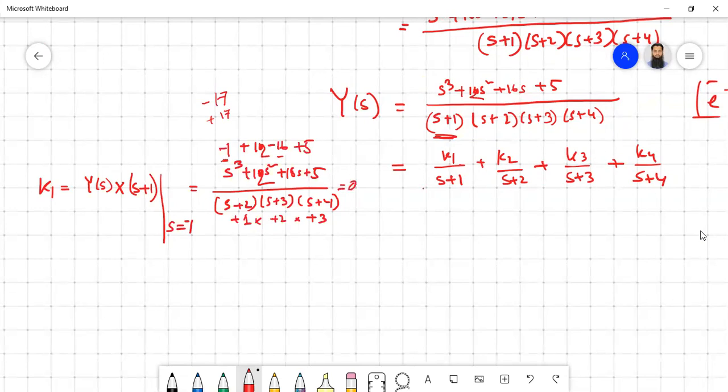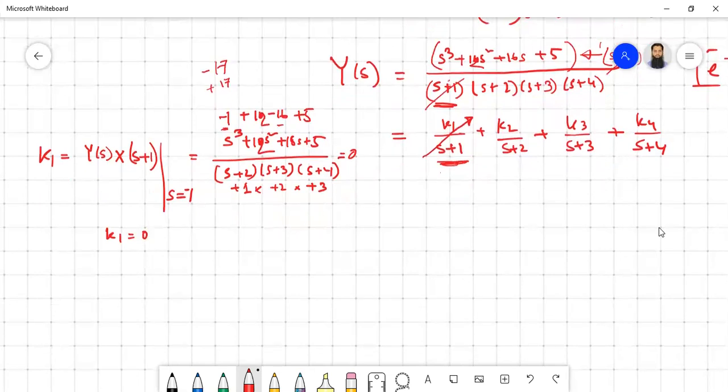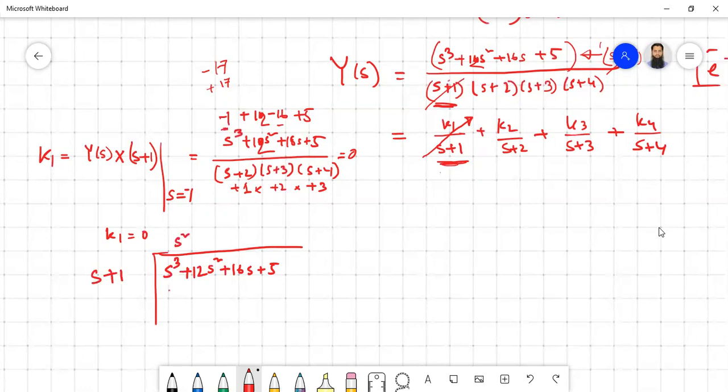So if K1 is 0, then this parameter is not possible to have. And the physical significance of K1 equal to 0 is that in the numerator here, you also have s plus 1. So that s plus 1 and this s plus 1 will be canceling each other. That is why this parameter is not present. Okay, let us try to verify whether whatever we are saying is true or not. So we have s cube plus 12s square plus 16s plus 5. Let us divide this one by s plus 1. So just multiply here with s squared. So it will be s cube plus s square. So it will be 11s squared, then drop 16s. Now you have to multiply it with basically the 11s.